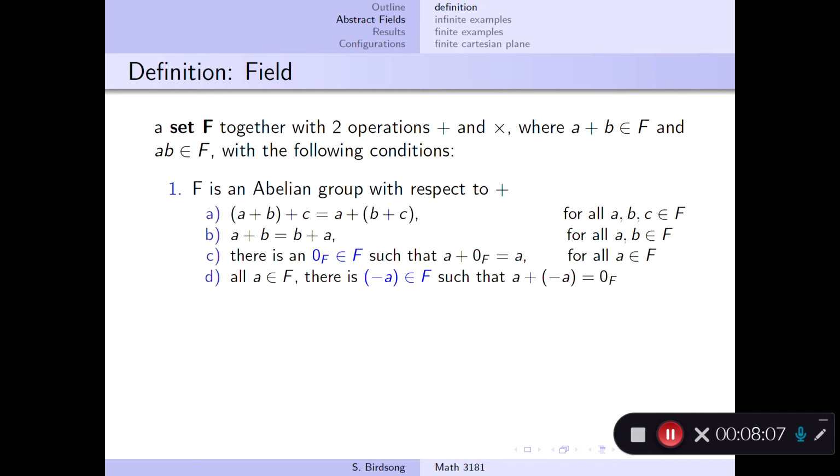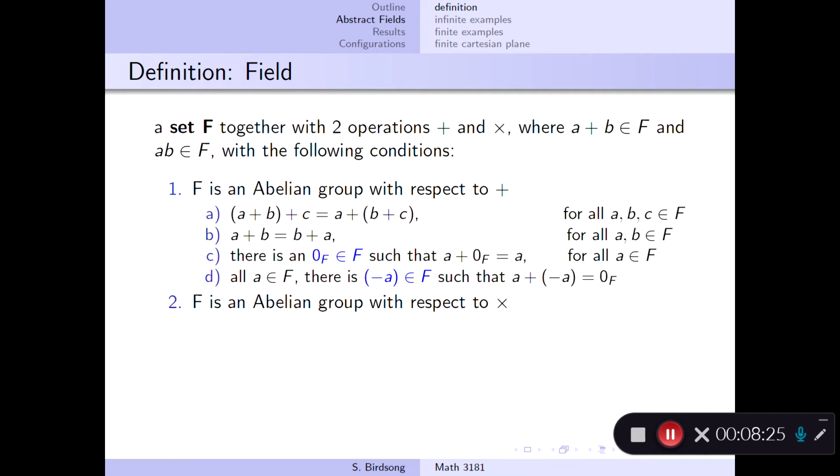Now, that's half of what you need. Notice we've only talked about addition. The set also deals with multiplication. And it turns out the second thing we have to have is that this set is an abelian group with respect to multiplication. Don't overthink it. We're going to do the exact same thing but now with multiplication.